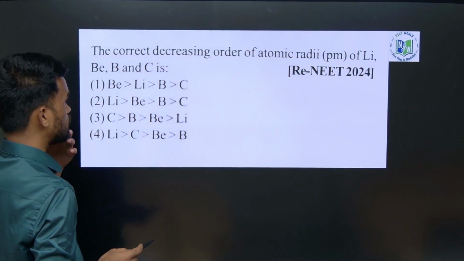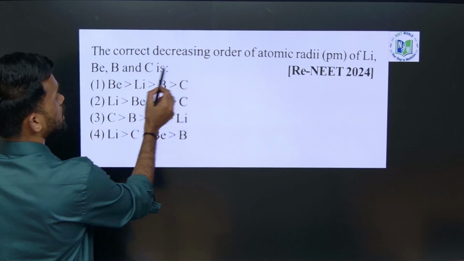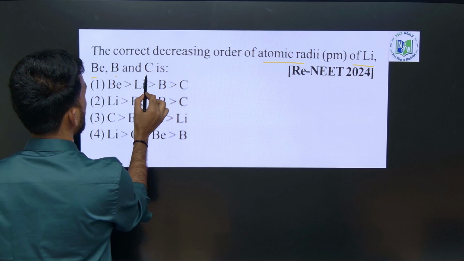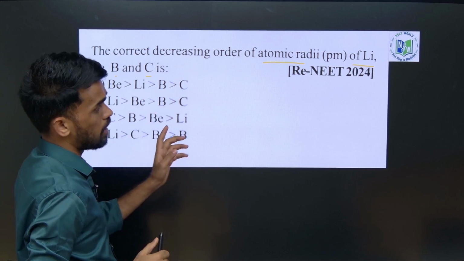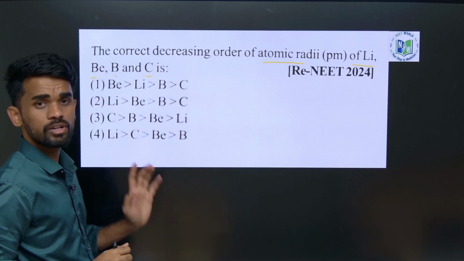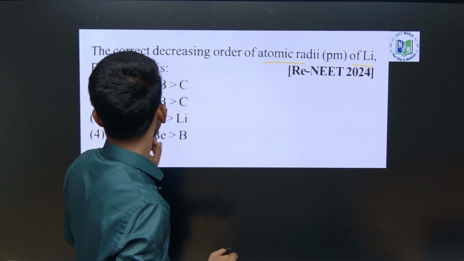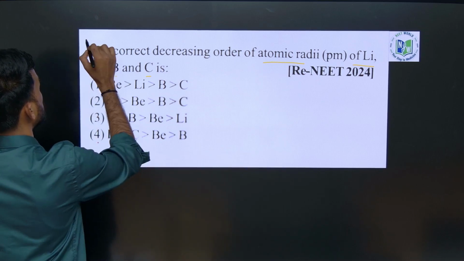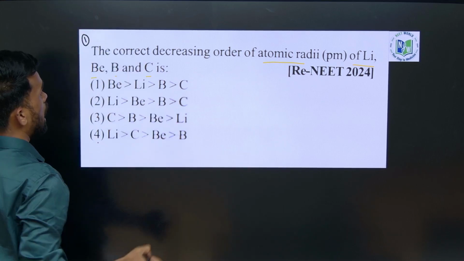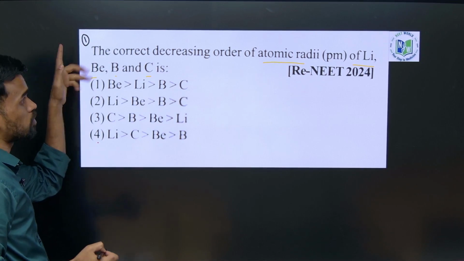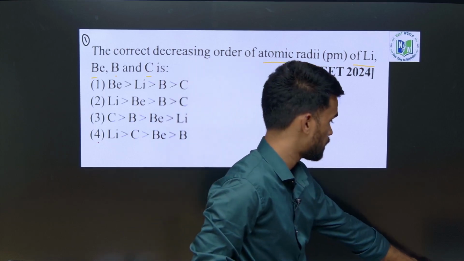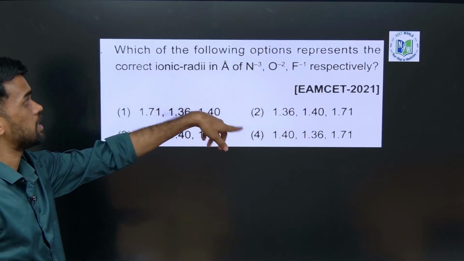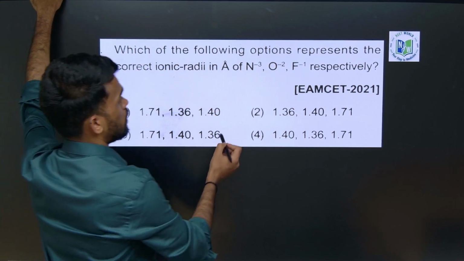Now this one, correct decreasing order of atomic radii of lithium, beryllium, boron, carbon. So you just follow whatever we discussed. Based on that you can do this question. Let us say this is question number 1, and tell me the exact answer for question number 1 in the comment box. Now, just now we discussed anions and isoelectronic species.